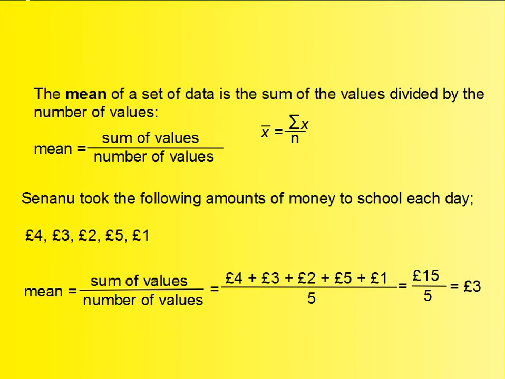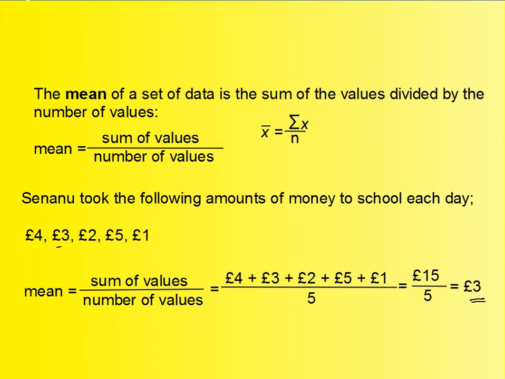So we sum the values, we add them up. 4 plus 3 is 7, plus 2, 9, plus 5, 14, plus 1, 15. And we divide by how many numbers there are. 1, 2, 3, 4, 5. 5 numbers. So we divide our 15 by 5, and so we get 3. That is the answer that is representative of these numbers.